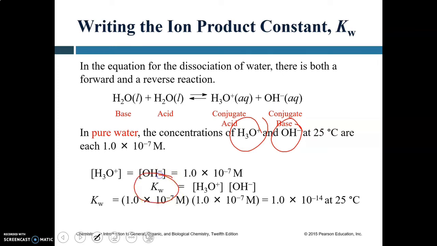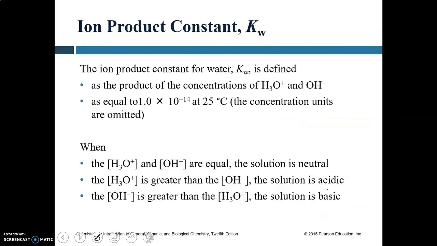So-called the equilibrium constant for water is the product of multiplication of these two concentrations. And this equilibrium constant is 10 in the power of negative 14 at 25 degrees Celsius. So the ion product constant for water, we just defined it, okay, and usually it is written without any concentration units. So this ion product constant is a constant.